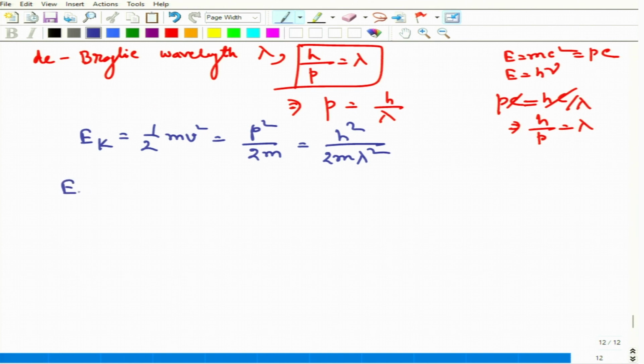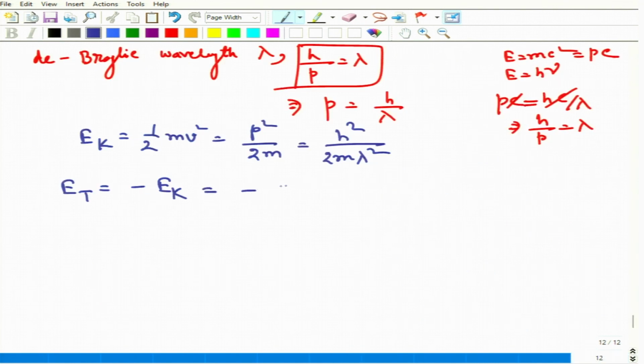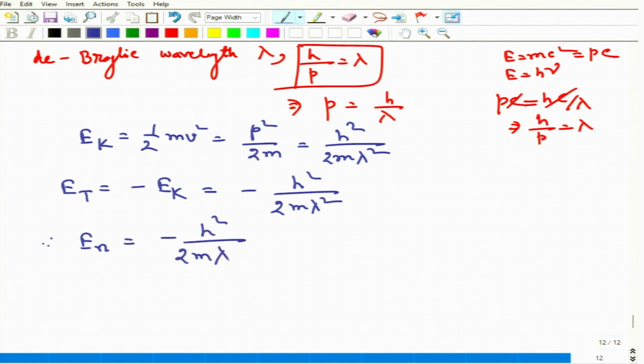Again we know that total energy Et and Ek are just related by the negative sign. This problem we have already done. So it will be h square divided by 2m lambda square. So what will be En, the energy of the excited state? It will be h square divided by 2m lambda n square. And what will be Eg, the energy of the ground state? It is h square divided by 2m lambda g square.